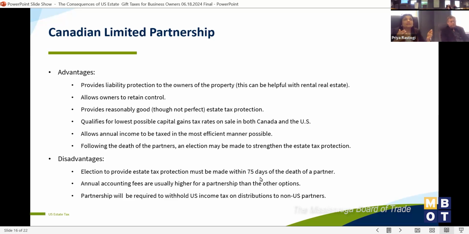The advantage of having this limited partnership is that you retain the control as compared to other structures, and it's easy for estate tax protection. The tax rates are pretty effective and lower compared to having this in the corporation. And the income is also taxed at your marginal rate in both the countries.